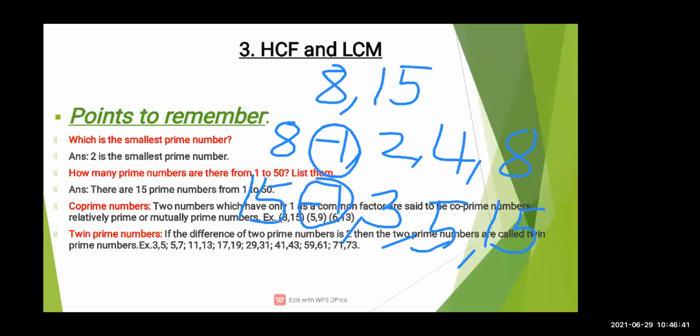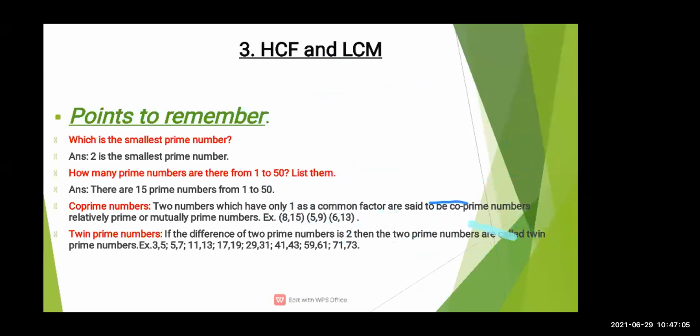Co-prime number means what? Two numbers which have only one common factor. जिसका common factor क्या होता है? सिर्फ 1. ऐसे दो numbers which have only common factor 1, that number is called co-prime number. Now I will explain through the second example also. The second example, what I have written? I have written there 5 and 9. Now tell me the factors of 5.